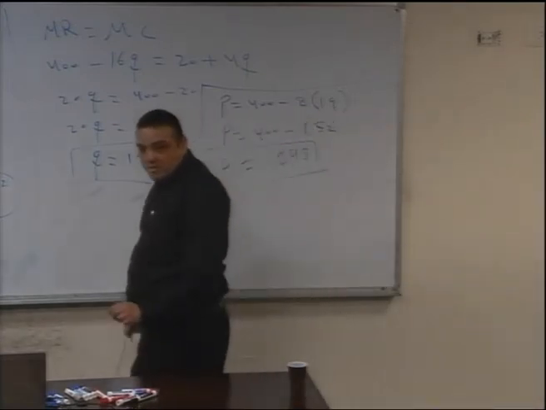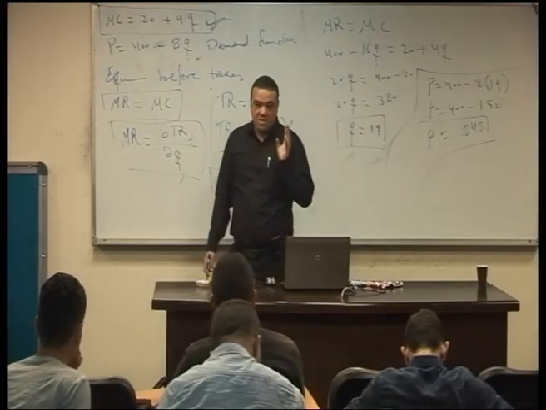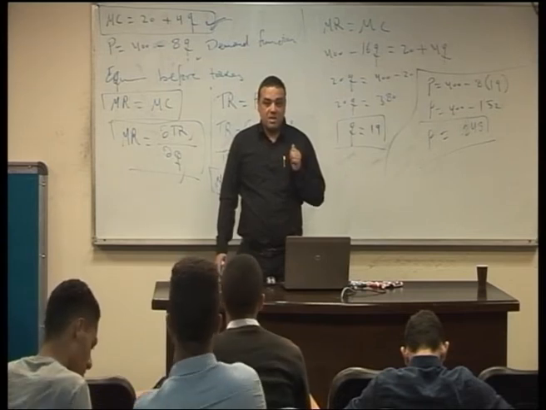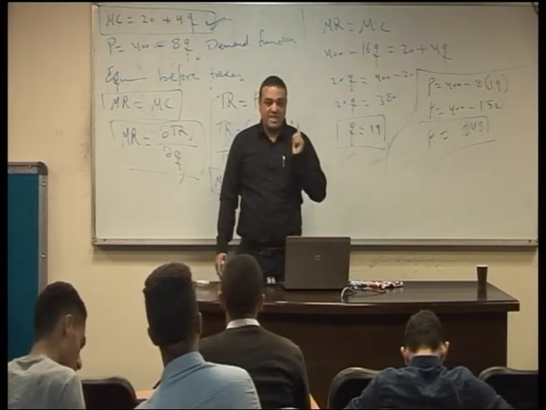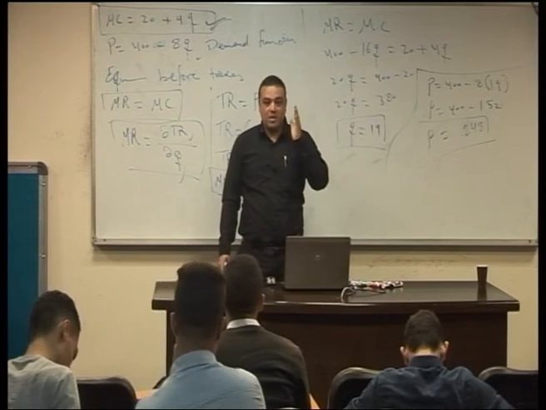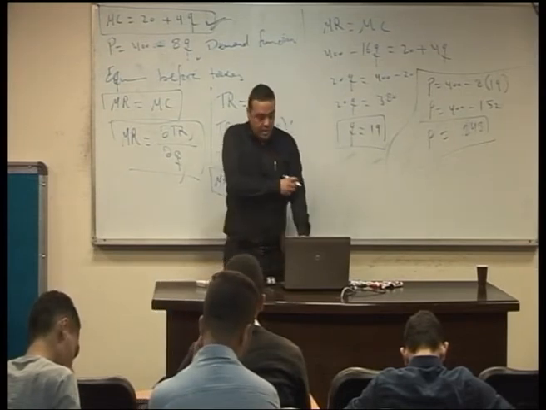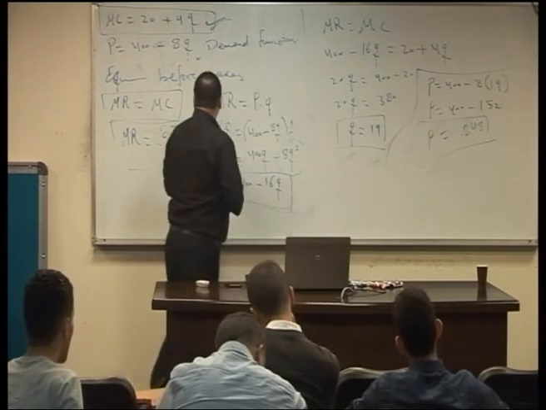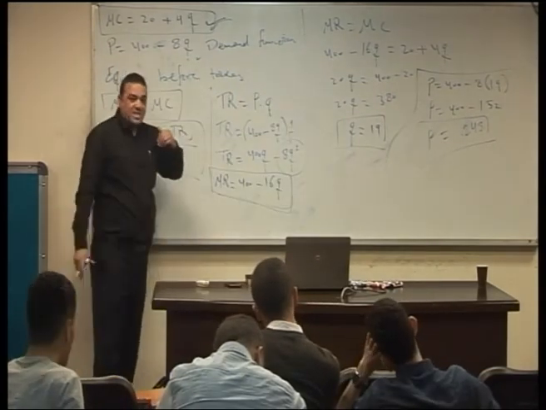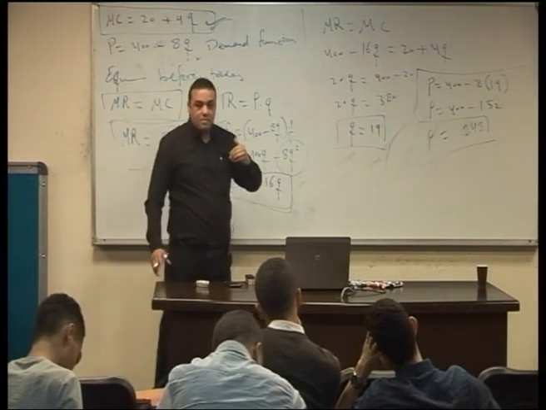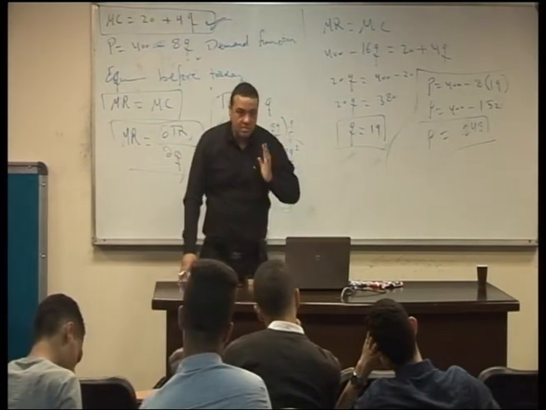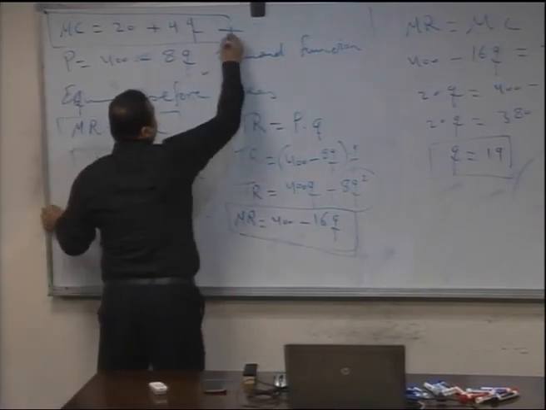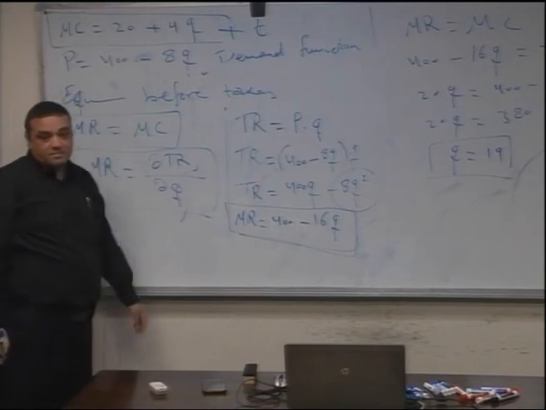This is the equilibrium price before imposing taxes. Now, the question is, if a per unit tax is imposed, what will happen to the equilibrium price and the equilibrium quantity? As we mentioned, the per unit tax is a cost, so it should be added to the marginal cost. Here, plus T. Right?